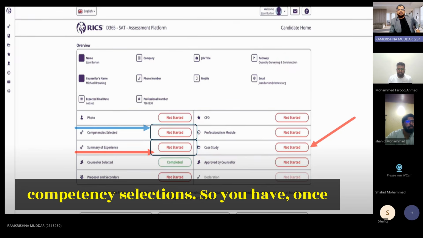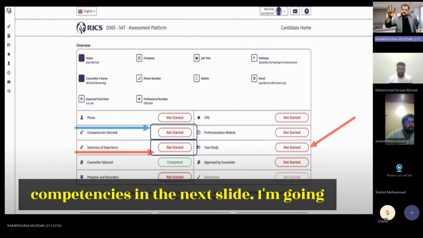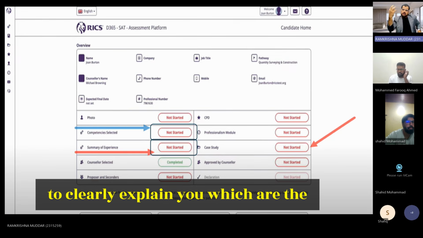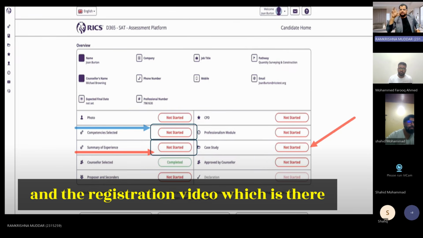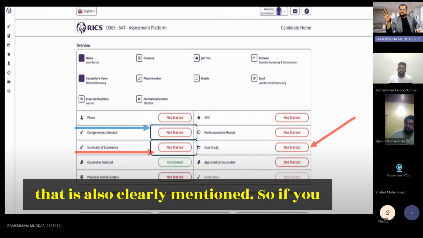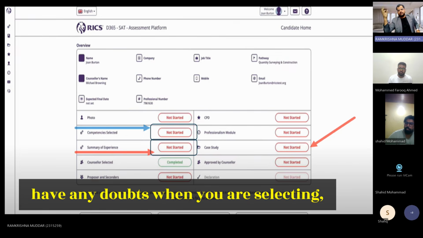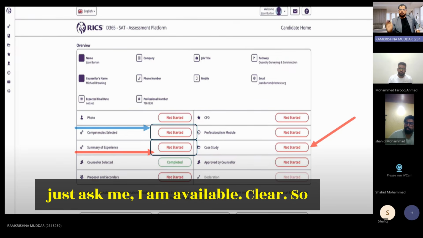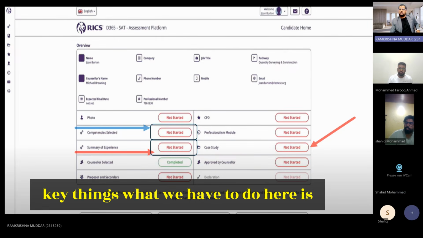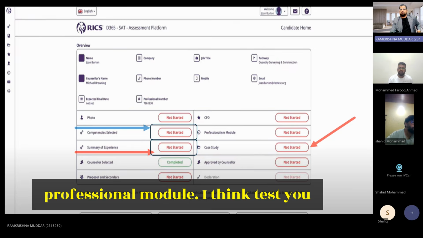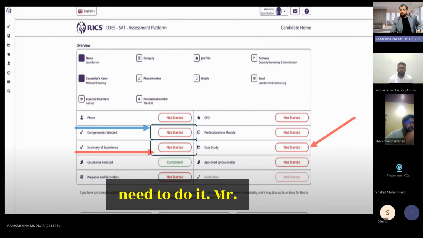Then competency selections. Once you click, there will be certain competencies. In the next slide I am going to clearly explain which competencies you need to select. The registration video also clearly mentions this. If you have any doubts when you are selecting, just ask me, I am available. Clear, guys? This is also a straightforward process. One key thing we have to do here is the professional module, the ethics test. You need to do it.